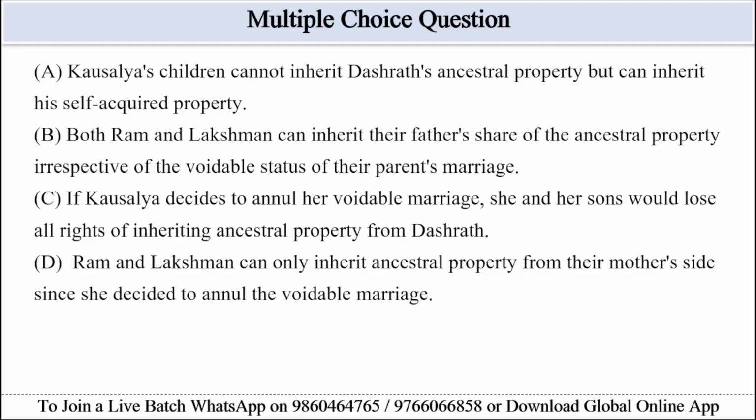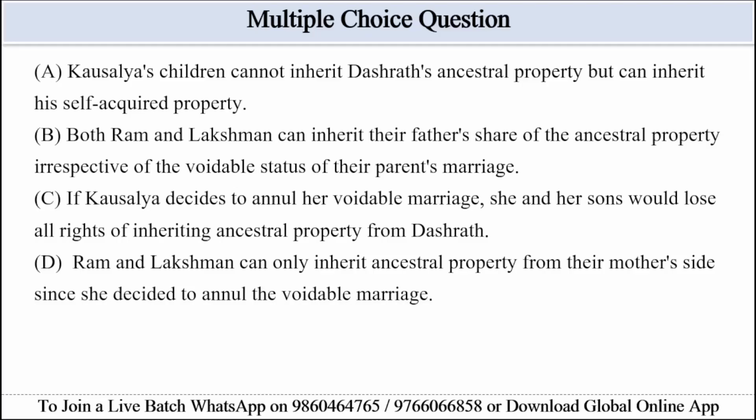So the passage states children from voidable marriages are legitimate heirs with inheritance right. Hence, in case of option A, Kausalya's children cannot inherit Dashrath's ancestral property but can inherit his self-acquired property. So this one is incorrect. Children are legitimate heirs for both property types. In case of option B, both Ram and Lakshman can inherit their father's share of the ancestral property irrespective of the voidable status of their parents' marriage. So this one is correct.